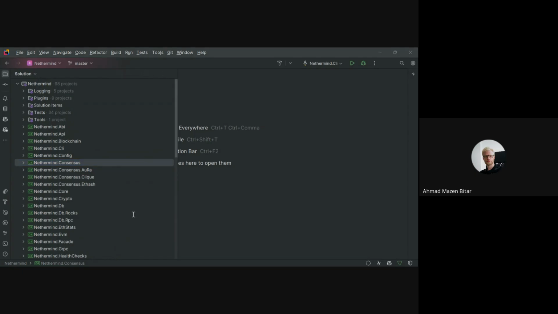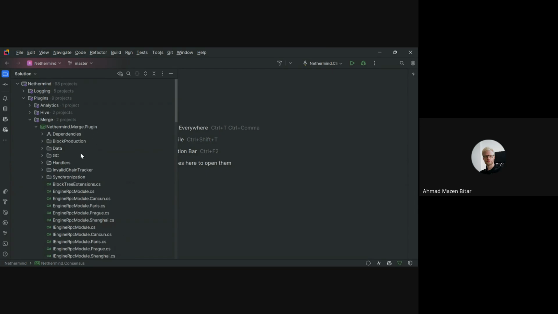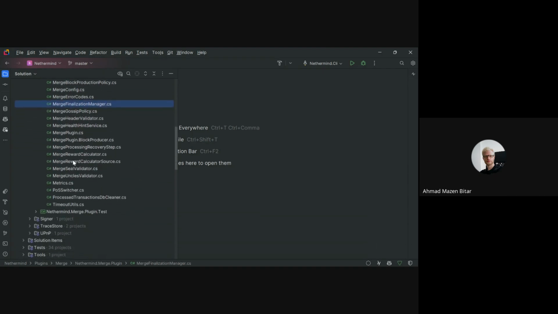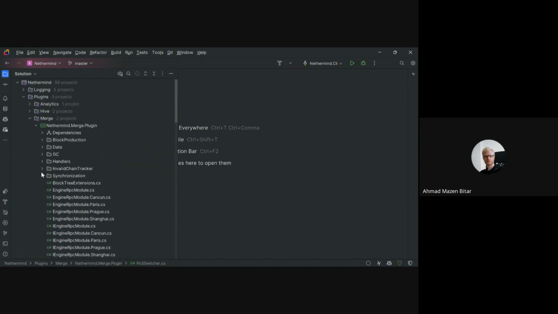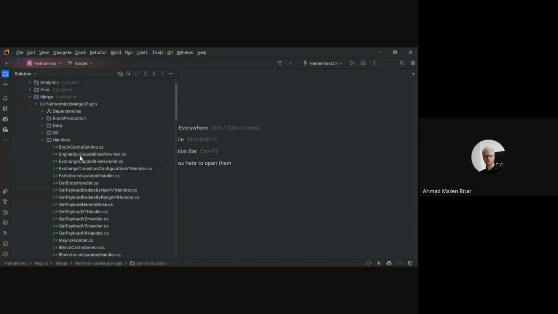And we also have the Nethermind plugin for the merge, because the way we implemented the merge, we implemented it as a plugin on top of Nethermind. And this is why we have the merge, which is part of consensus, but as a separate project under the plugins merge directory. And here you can see we also have the engine API stuff. We have the merge configs, merge processing, etc. PoS switcher, so switching from proof of work to proof of stake, all of that, synchronization using beacon headers, and these kinds of things. All here, handlers of different calls, and a bunch of objects that are used for the engine API, etc.